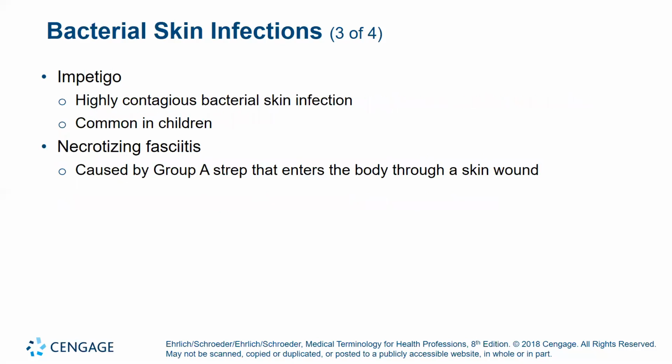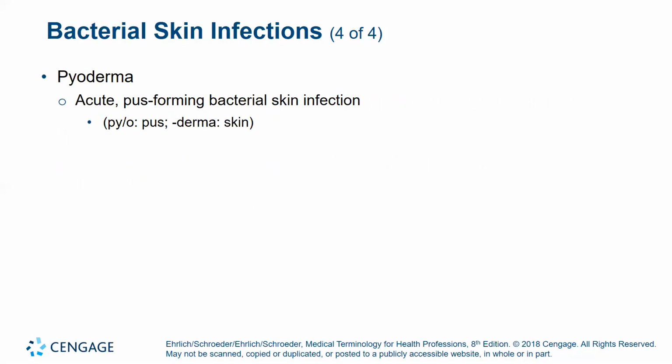Impetigo, this is common in children. It's a highly contagious bacterial infection. We have necrotizing fasciitis. It's caused by group A strep that enters the body through a skin wound. This is also known as flesh-eating disorder, or flesh-eating bacteria, I should say. It's a bacteria that eats away. Pyoderma, pyo is pus, derma is skin. So this is just an acute pus-forming bacterial skin infection, pyoderma.